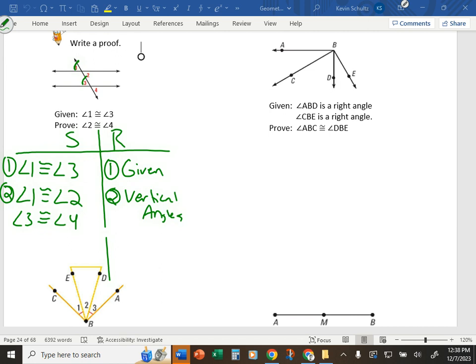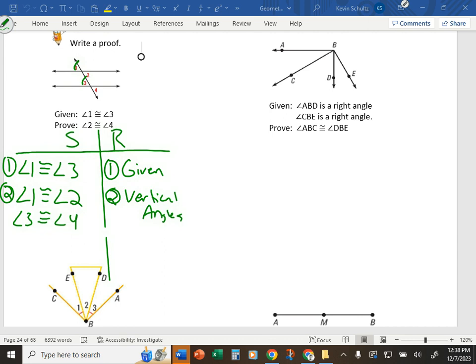All right. So angle 1 is congruent to angle 2. Angle 3 is congruent to angle 4. We know that because of vertical angles. Ultimately, we need to prove that angle 2 is congruent to angle 4. How can we do that here? Cole. Since angle 1 and angle 2 are congruent, and angle 3 and angle 4 are congruent, then 2 and 4 would be congruent because 1 and 3 are congruent. And what property would you use for that?